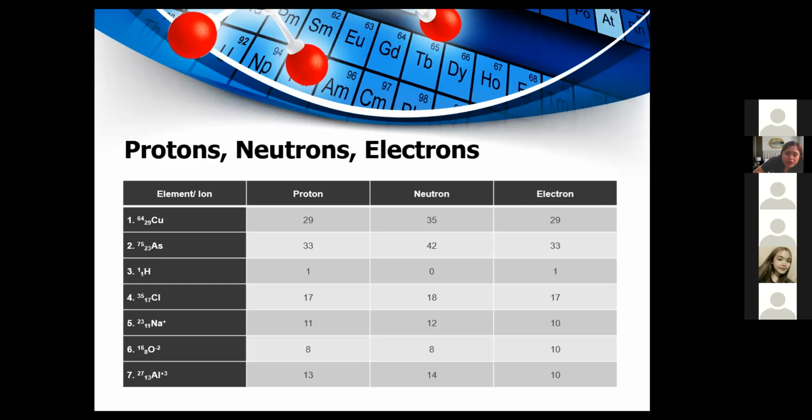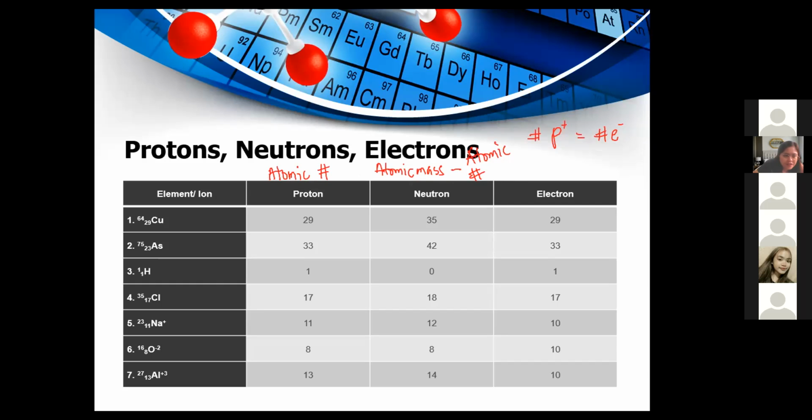Ayan, the number of protons is determined using the atomic number. While the neutrons is atomic mass minus the atomic number. And for the electrons, depende. If walang charge, the number of protons is equal to the number of electrons. But pag merong charge, nakadepende pa kung anong charge niya.